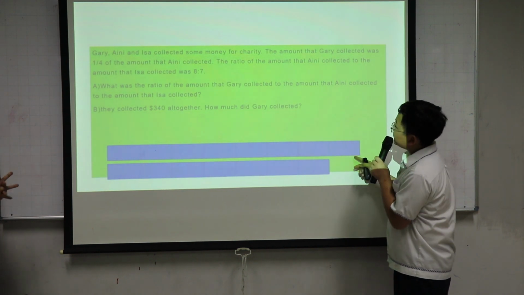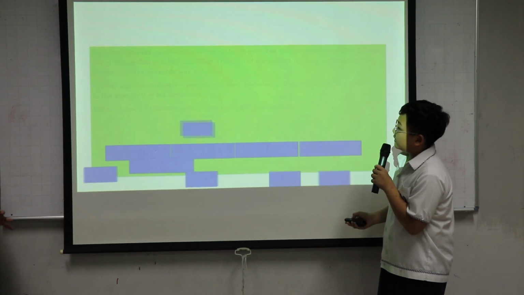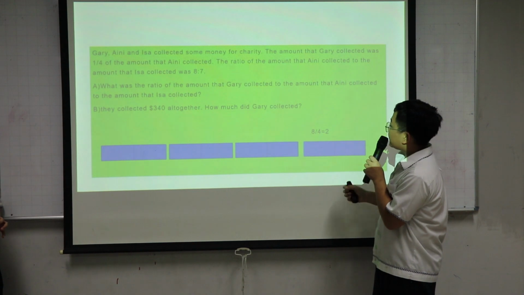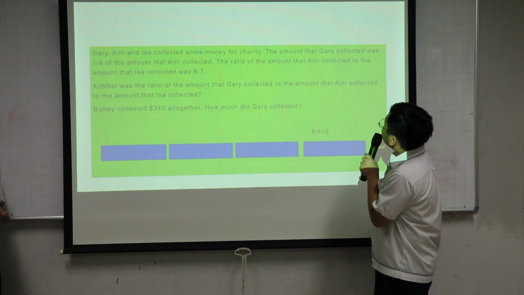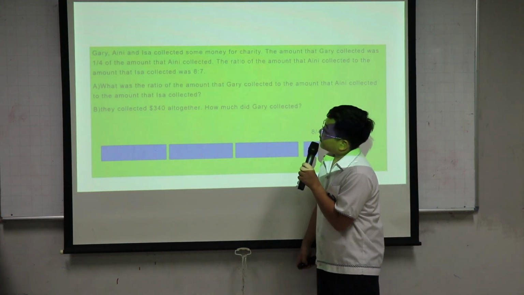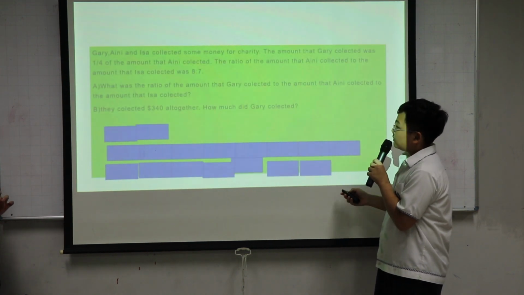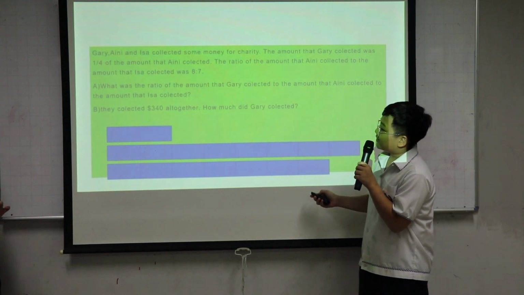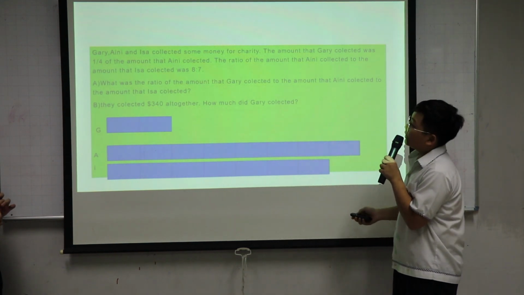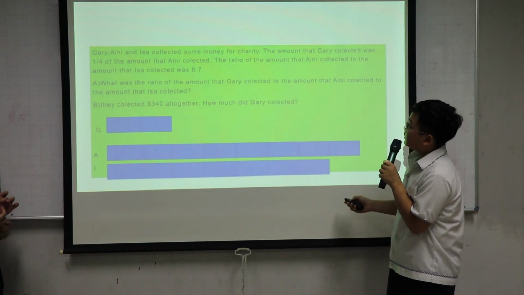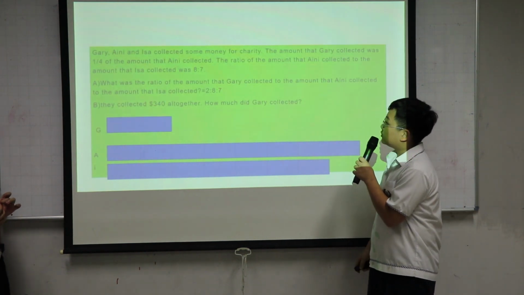So it's given that Annie collected 8 units and Isa collected 7 units. And to find Gary, we need to use 8 divided by 4 because it says that the amount that Gary collected was 1/4 of the amount that Annie collected. So it's equal to 2. So Gary has 2 units, Annie has 8 units, Isa has 7 units. So the answer is 2 to 8 to 7.